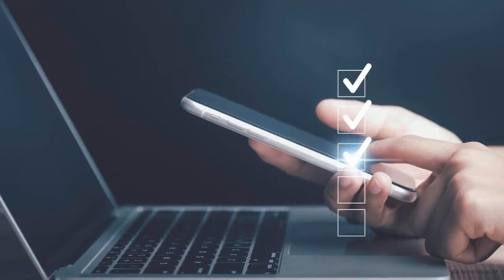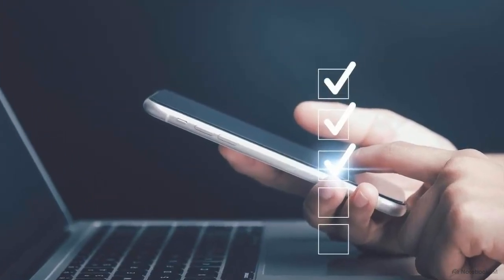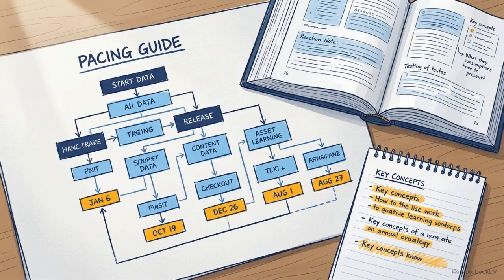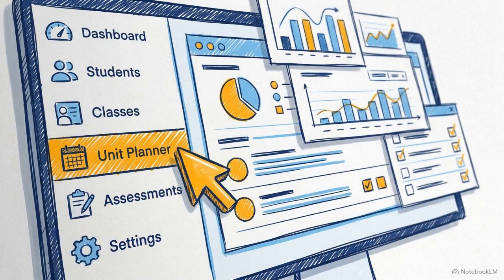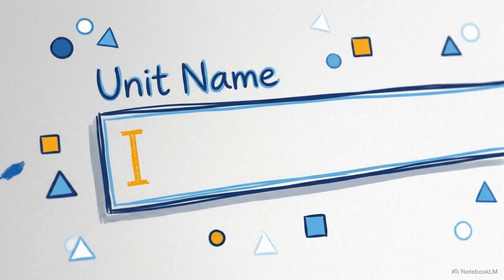Before you open any software, you need to establish your parameters. Consult your pacing guide, pull your provided curriculum, and identify the specific concepts your students need to review. Once you have your goals, log in to Education Copilot and select the Unit Planner option from the left side menu. First, enter the name of your unit.